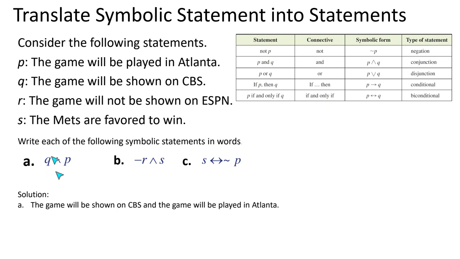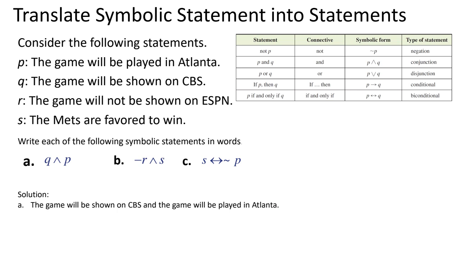So here, Q. We would look for Q first. Q is the game will be shown on CBS. So we write the game will be shown on CBS. Then we have the arrow pointing up, so that's going to be the word and. So I write my word and. And then P is the game will be played in Atlanta. And the game will be played in Atlanta. Okay, so that is the translation to English.